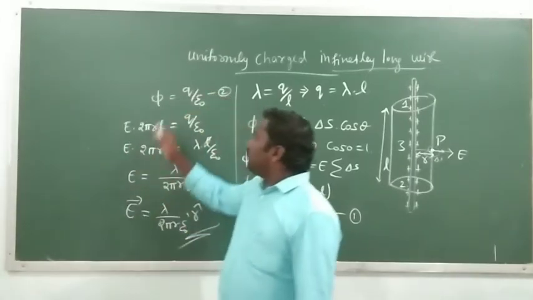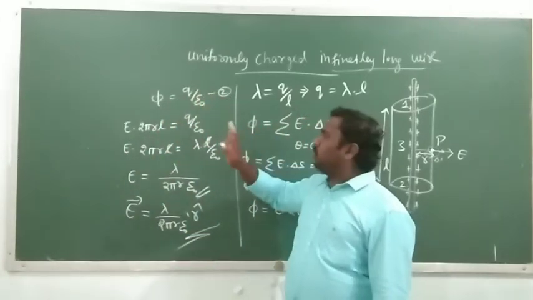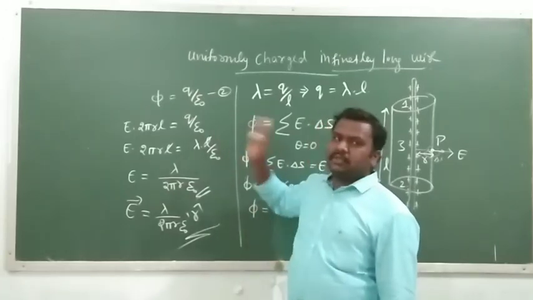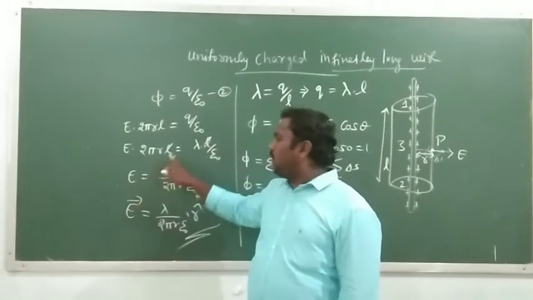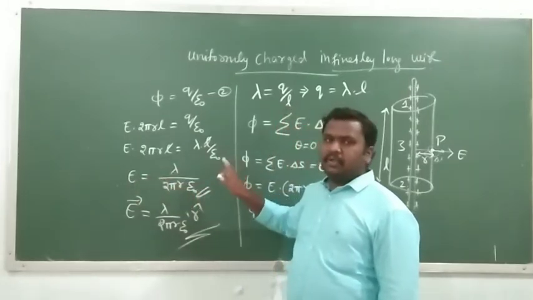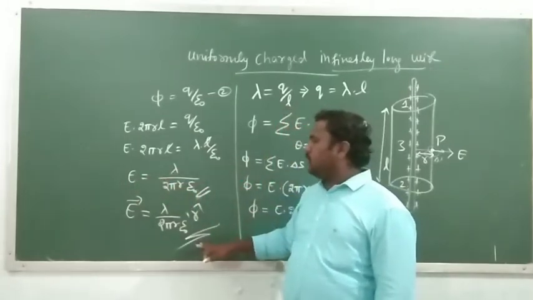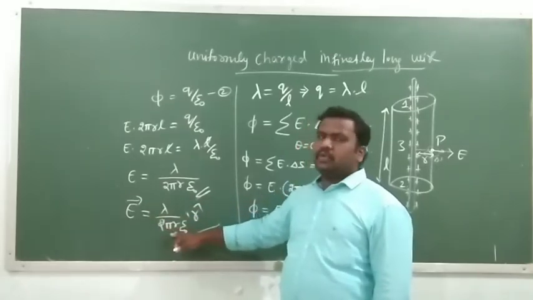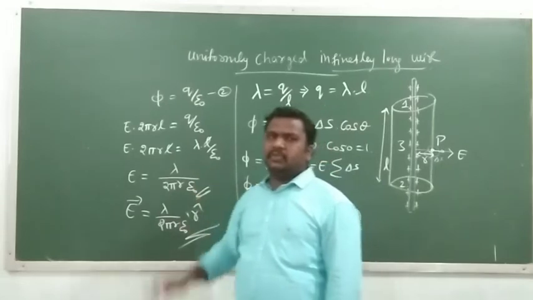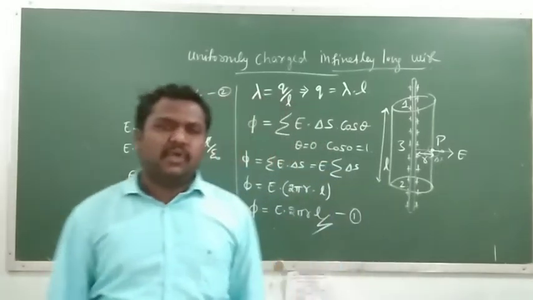So by Gauss law we have phi is equal to Q by epsilon naught. Equating equation 1 and 2, finally we get the expression for electric field E is equal to lambda by 2 pi r epsilon naught. Vectorially, we write vector E is equal to lambda by 2 pi r epsilon naught times r cap. So this is the first application of Gauss law.